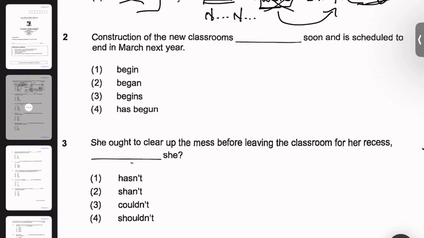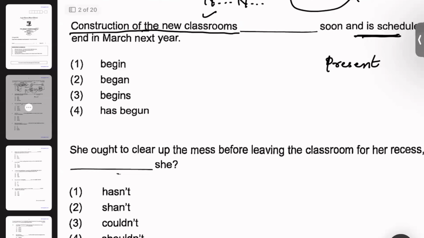So here we can see the tense is scheduled, which means it is in present tense. And the subject is construction of the new classrooms. Now, again, it is tricky. If we take construction, then it is singular. But if we take classrooms, it is plural. Now, which one should I take? Should I take classrooms or should I take construction?